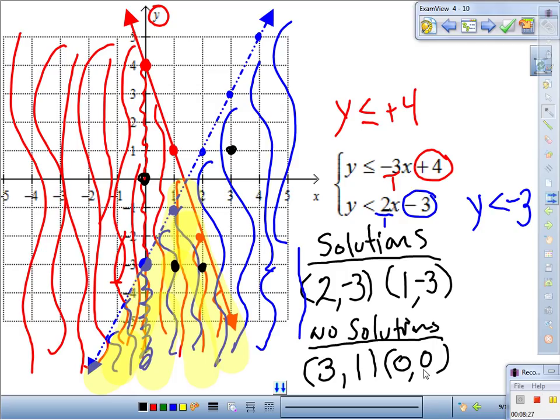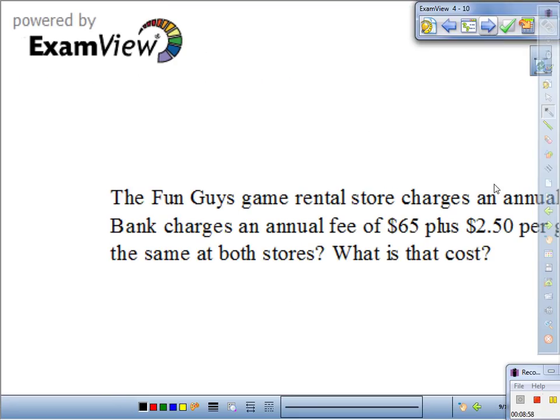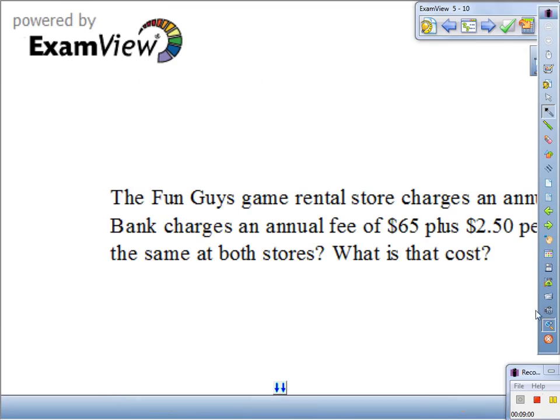How are we doing with this one? Show me with your fingers how comfortable you are with these. Okay. All right. I think we got these. Yes. All right. Let's move on to our word problems. Number 5 and on.